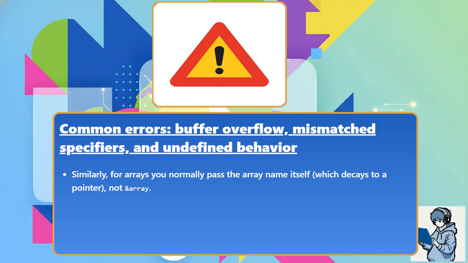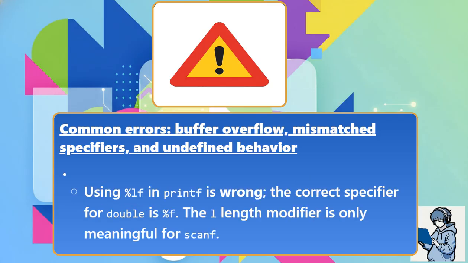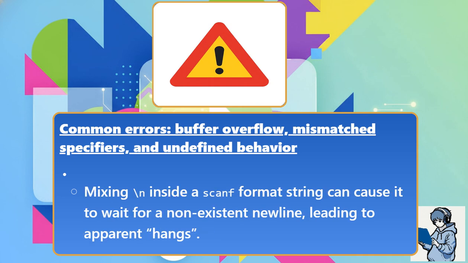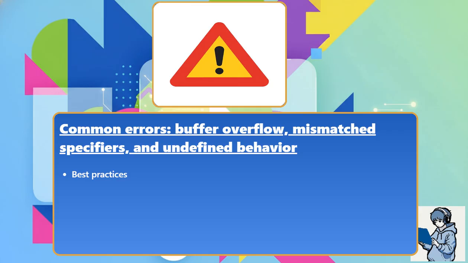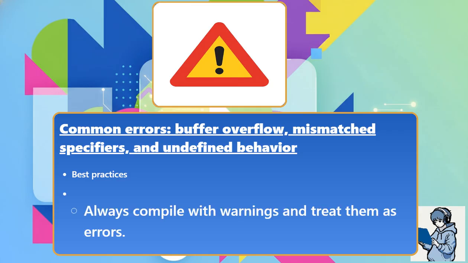Similarly, for arrays, you normally pass the array name itself, which decays to a pointer, not &array. Additional subtle errors: using %lf in printf is wrong. The correct specifier for double is %f. The l length modifier is only meaningful for scanf. Mixing \n inside a scanf format string can cause it to wait for a non-existent newline, leading to apparent hangs. Best practices: always compile with warnings and treat them as errors.